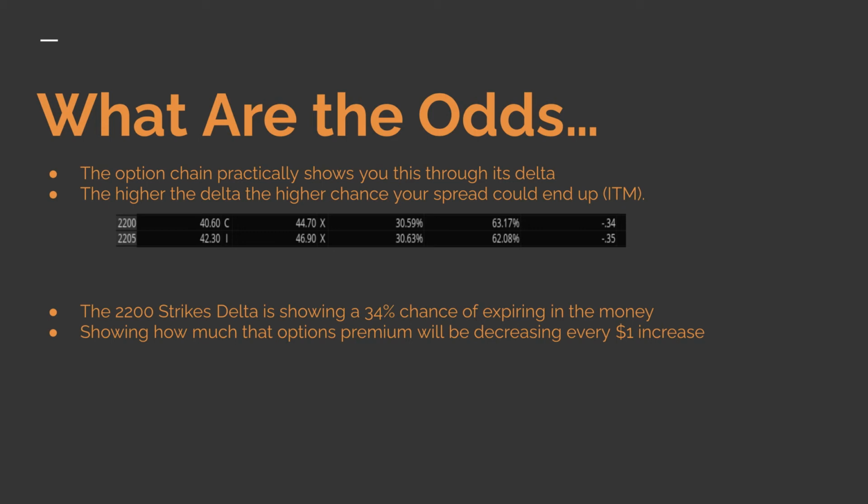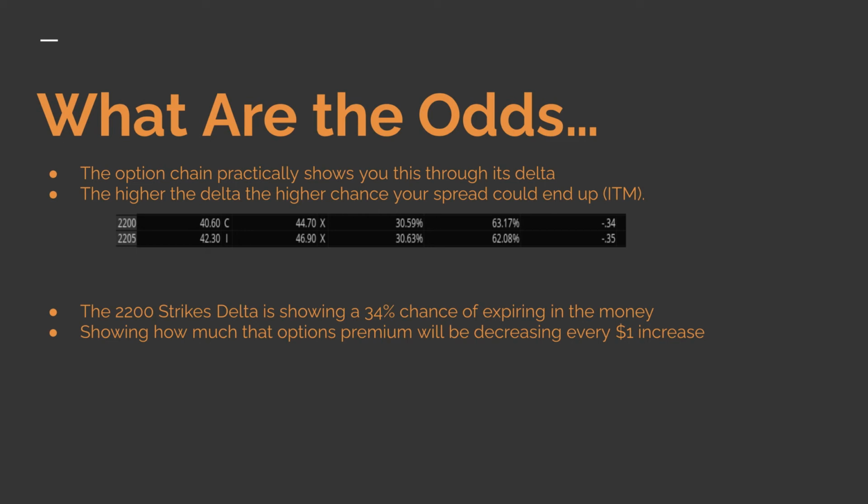Now when you sell a put option, it is the inverse. You make money on the way up. So that delta turns positive when you sell a put option.